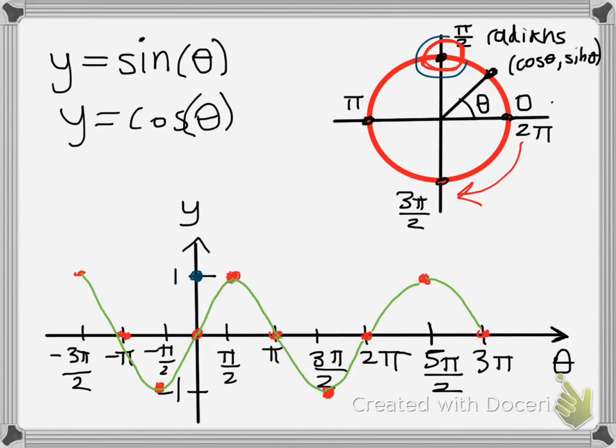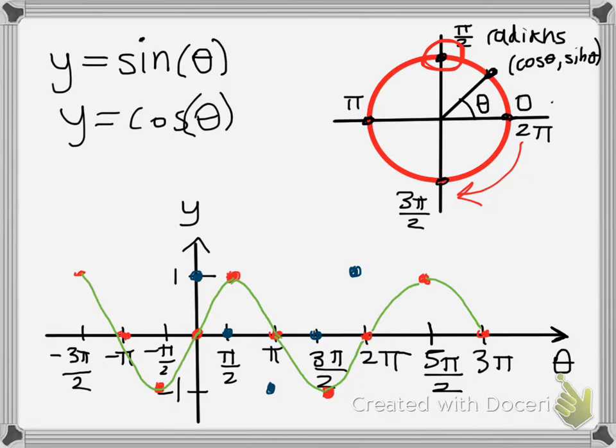At pi over 2 radians, remember, is 90 degrees, so over here in blue, the x-coordinate is 0. At pi, the x-coordinate is -1. At 3 pi over 2, the x-coordinate is 0 again. At 2 pi, we're back where we started, it's 1.